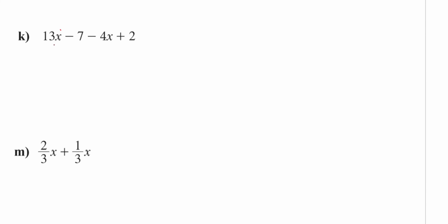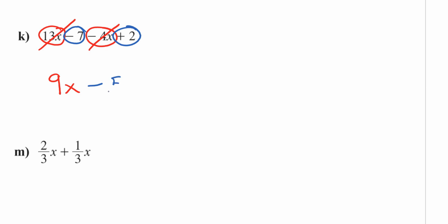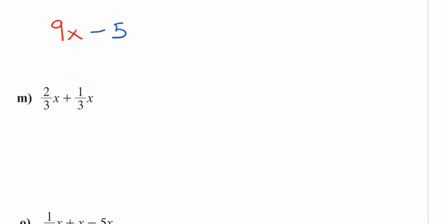Okay, let's move on. Letter K now. Okay, for letter K, my like terms are 13x and -4x. So that's going to be 9x. If I combine those, 13 minus 4 is 9x. Cross those guys off. -7 plus 2 is going to be -5. All right, let's move on.